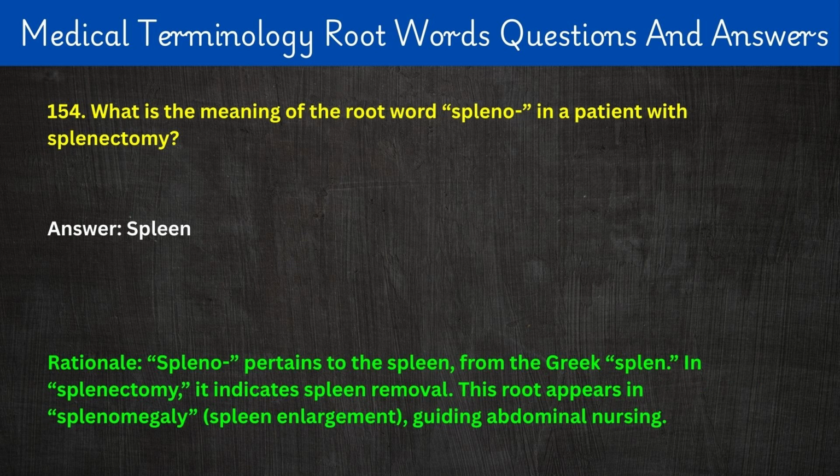154. What is the meaning of the root word spleno- in a patient with splenectomy? Answer: spleen. Rationale: Spleno- pertains to the spleen, from the Greek splen. In splenectomy, it indicates spleen removal. This root appears in splenomegaly, spleen enlargement, guiding abdominal nursing.